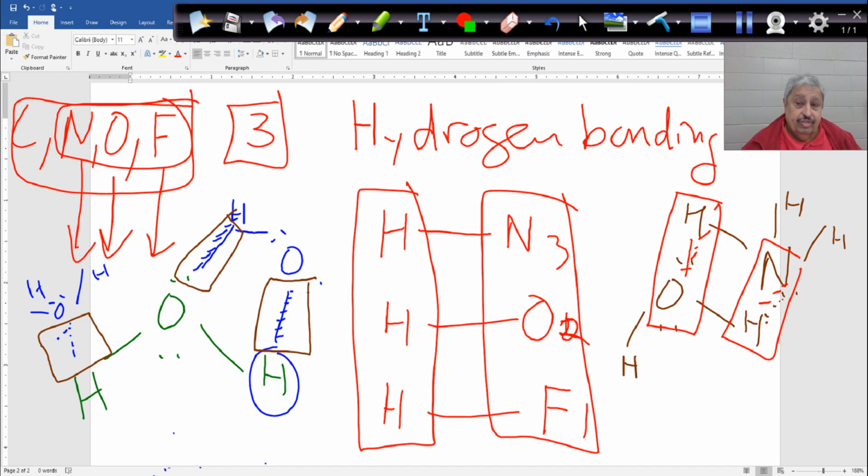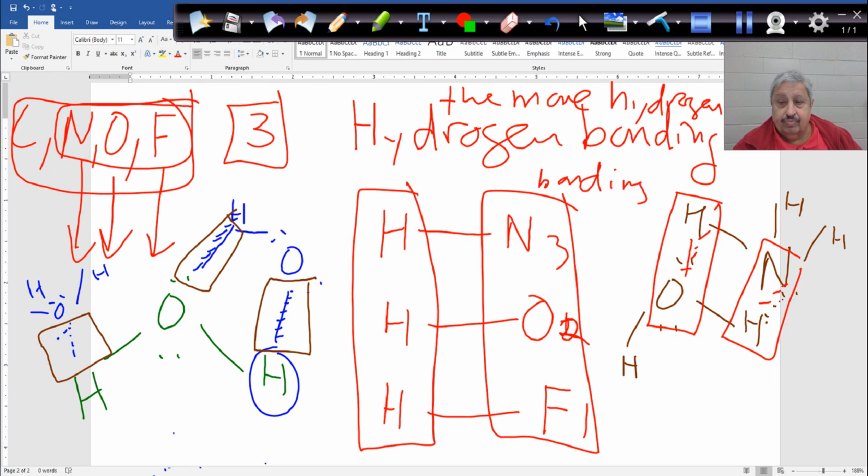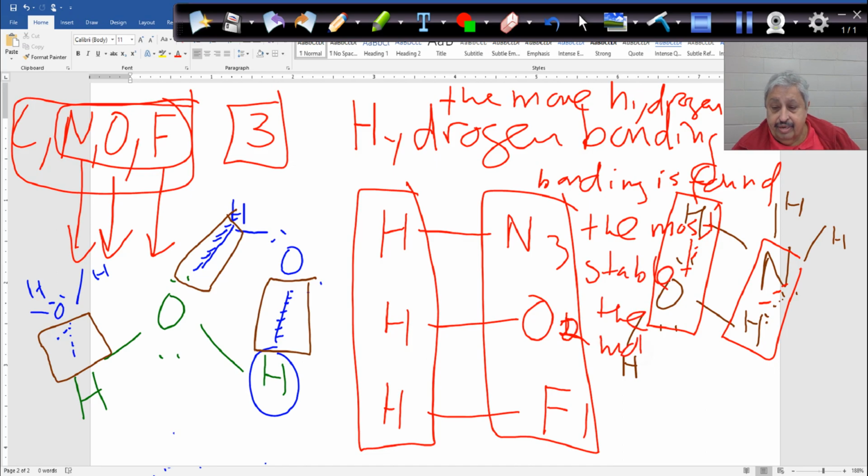So the more hydrogen bonding you have, the more stable the compound. This is a very important rule. So the more hydrogen bonding is found, the more stable the molecule. That will affect what?